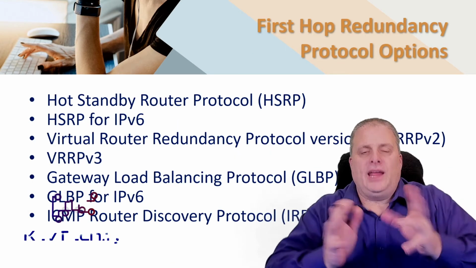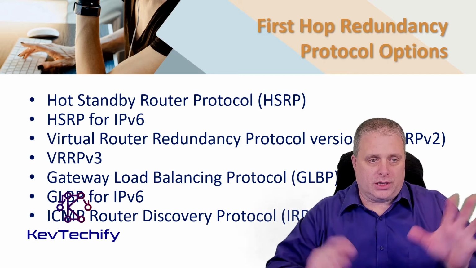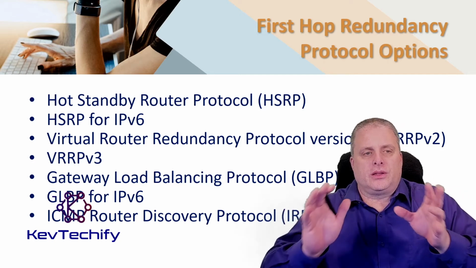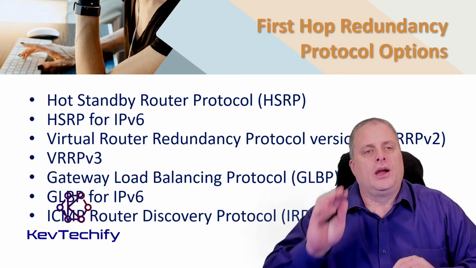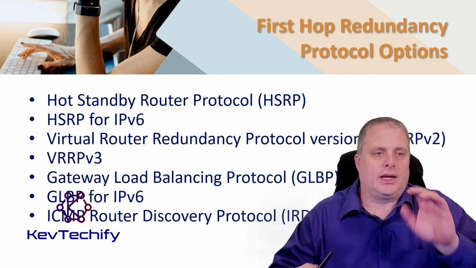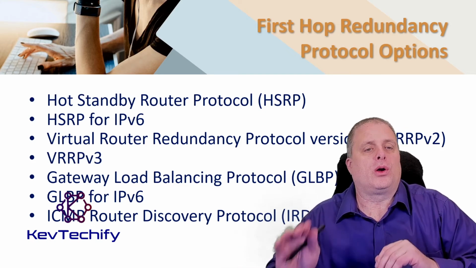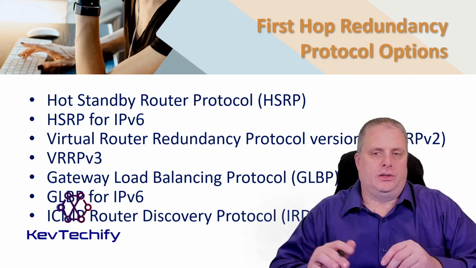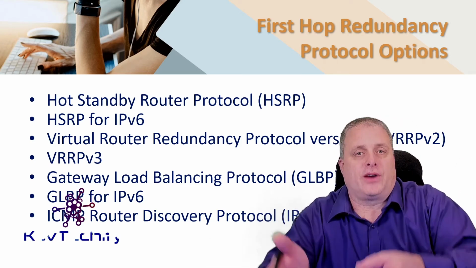There are a handful of first hop redundancy protocols out there. Probably 2 of the more popular ones here are the Hot Standby Router Protocol and the Hot Standby Router Protocol for IP version 6. The first one, where it doesn't have a version of IP, that's for IP version 4.